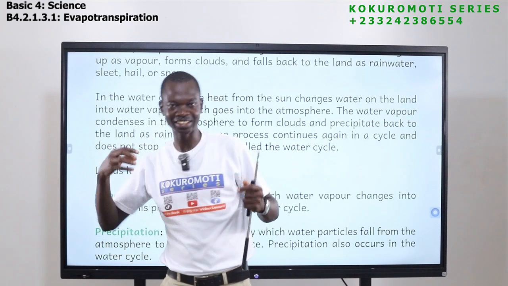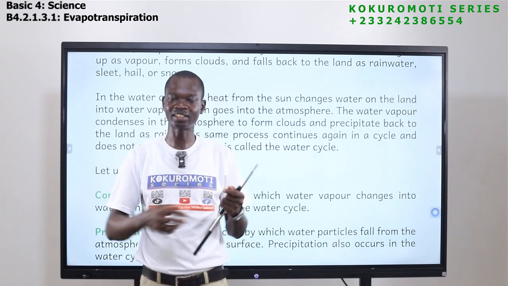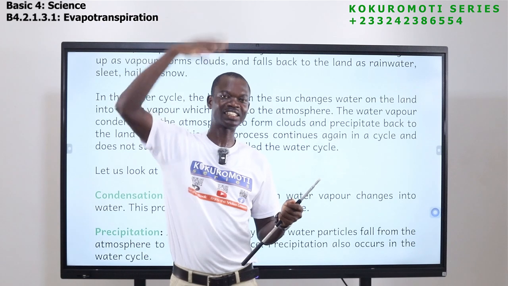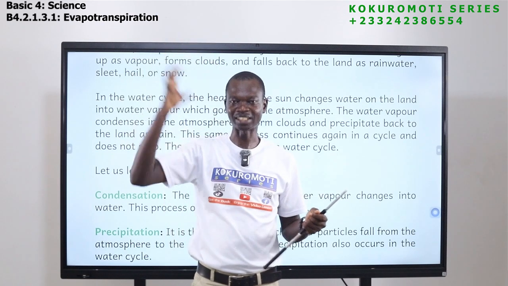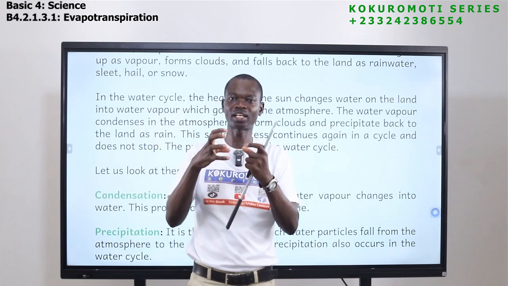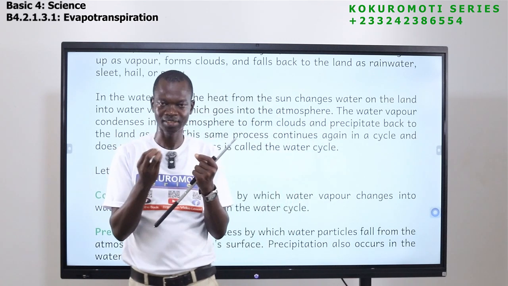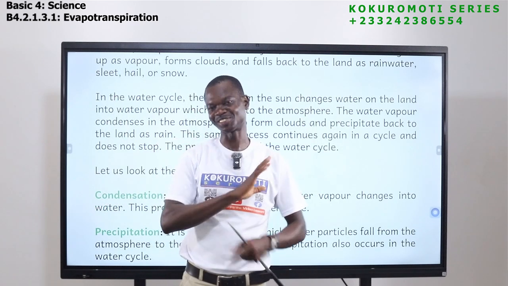We don't see because it turns into vapor. Vapor is a gas. We can't see it. It turns into water vapor. But when it gets to the atmosphere, it changes to water, tiny water particles. They come together, they stick together to form water droplets, and they fall as rain. So that is what you should understand.